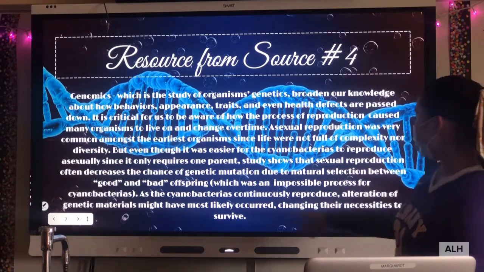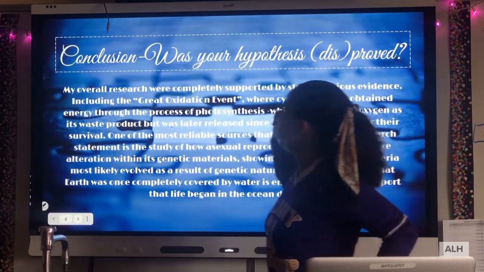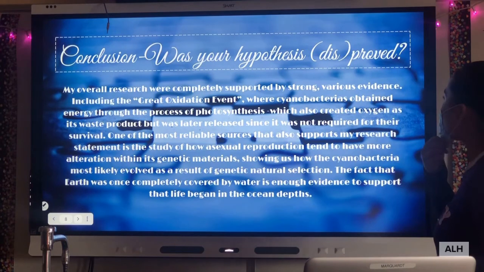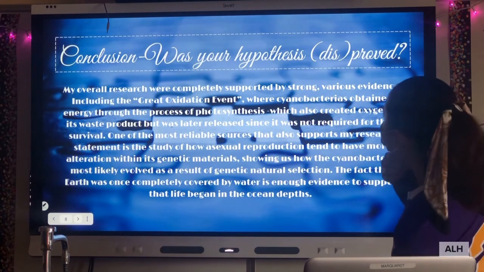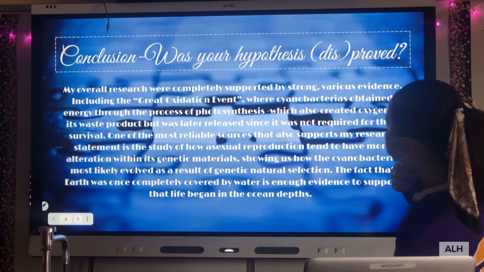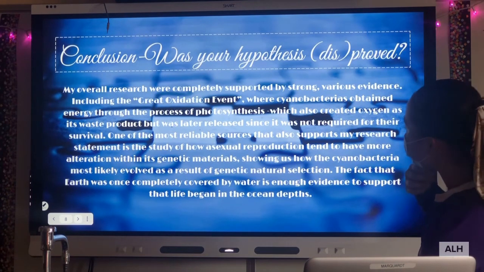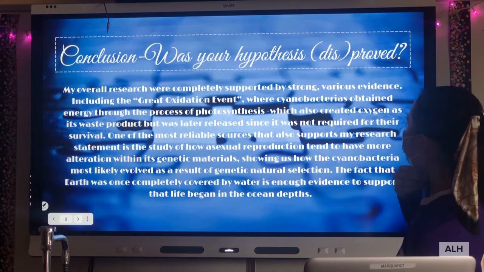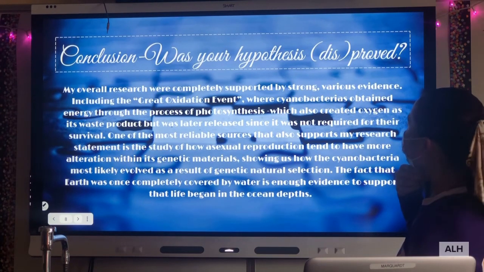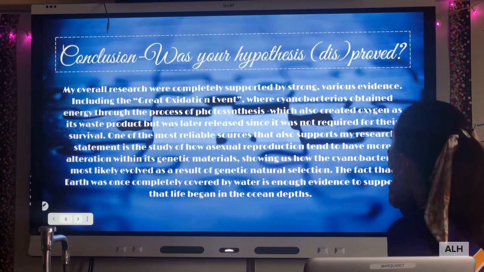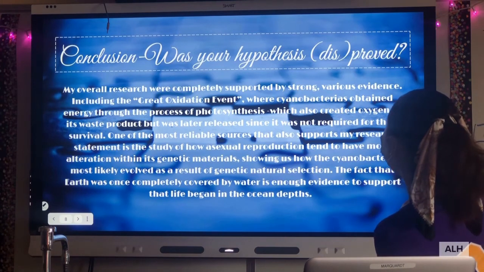And for the conclusion, I said my overall research was completely supported by strong empirical evidence, including the Great Oxidation Event, where cyanobacteria obtained energy through the process of photosynthesis, which also created oxygen as its waste product, but was later released since it was not required for their survival.